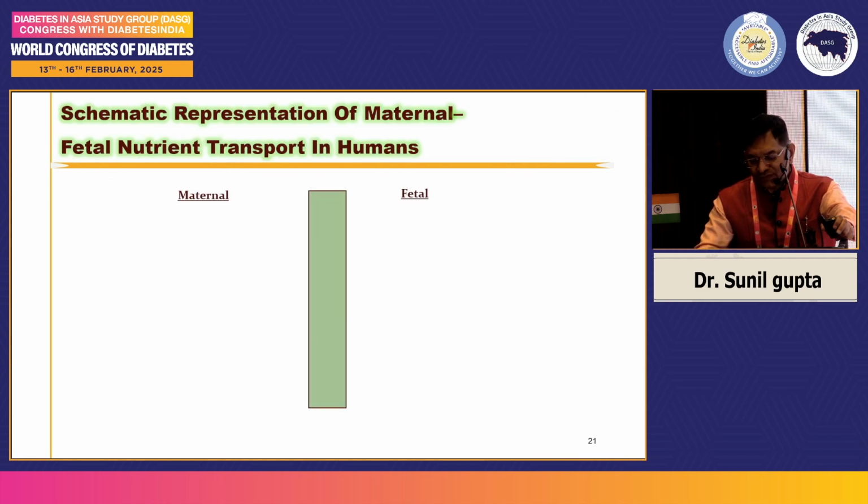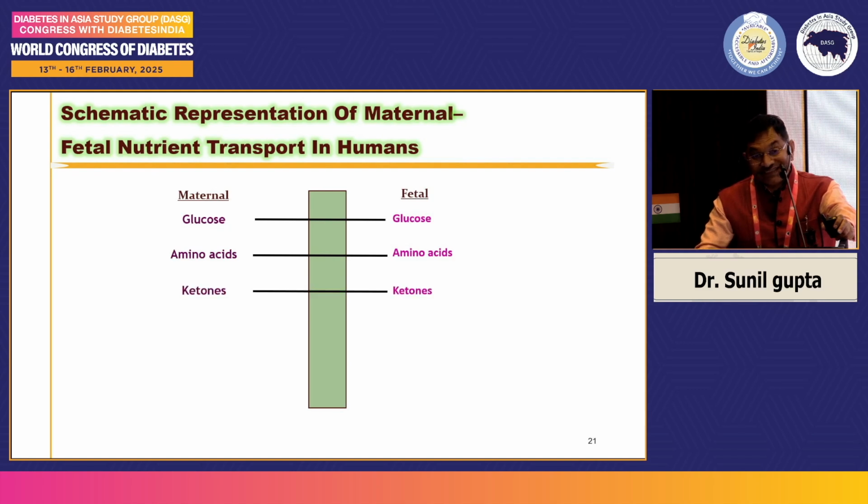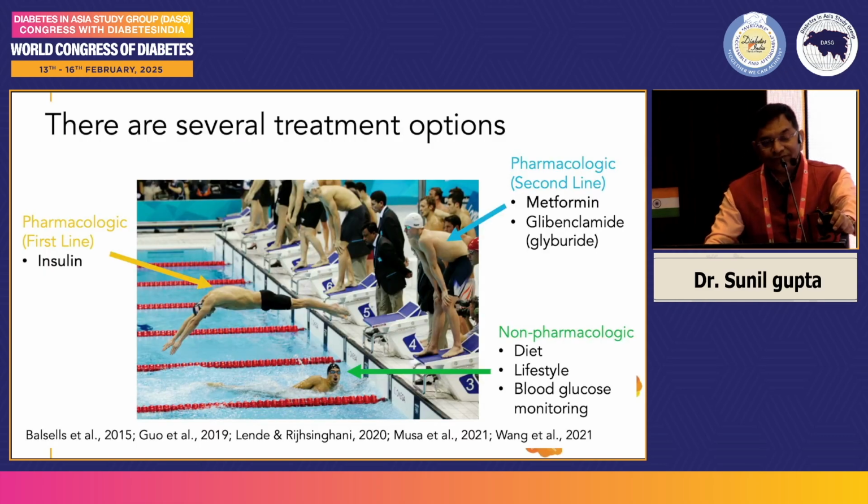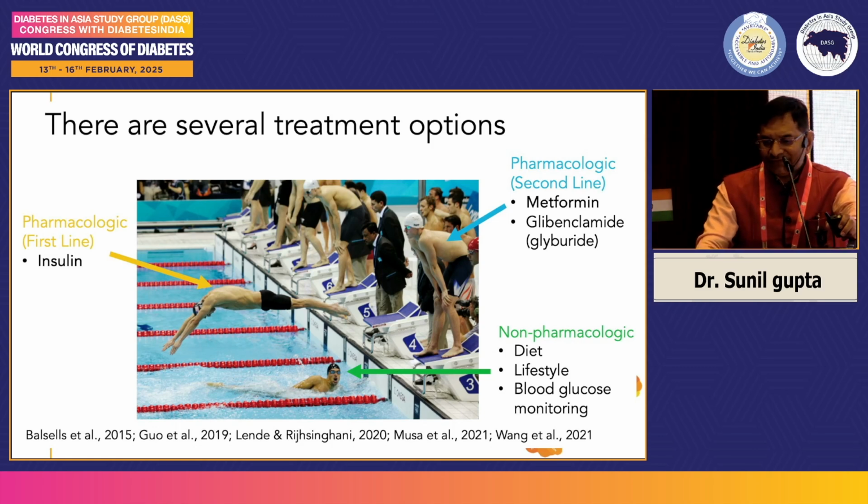When it comes to the management part, glucose traverses the placenta by passive diffusion, so it goes directly into the fetal circulation. Same is the amino acid, same is the ketone. So if the mother develops ketosis, ketones will enter the fetal circulation directly without any hindrance. Triglyceride partially will need some receptors. Insulin doesn't cross the placenta. My message is, insulin doesn't cross the placenta, but all other oral glucose lowering therapies do cross the placenta. Glucagon also doesn't cross the placenta. And that is why insulin becomes the drug of choice.